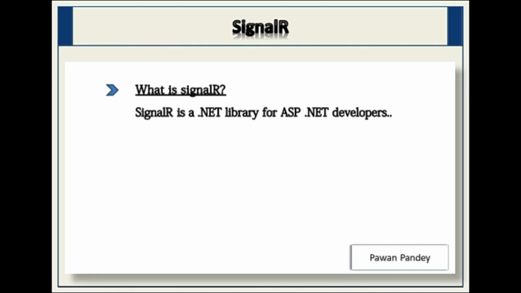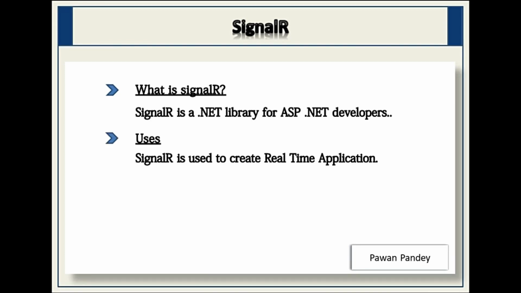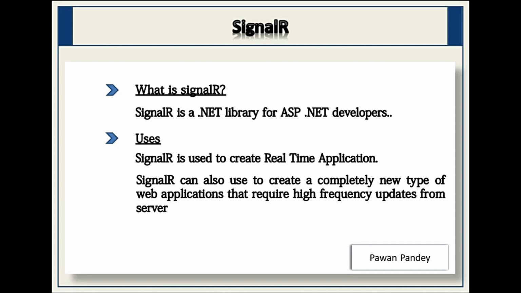So SignalR is nothing else than a .NET library that can be used to create a real-time application, or you can create any web-based application that requires high-frequency updates from the server. Here, high-frequency update means the user will be notified with real-time information immediately as it's available on the server. For example, real-time gaming or stock market updates.